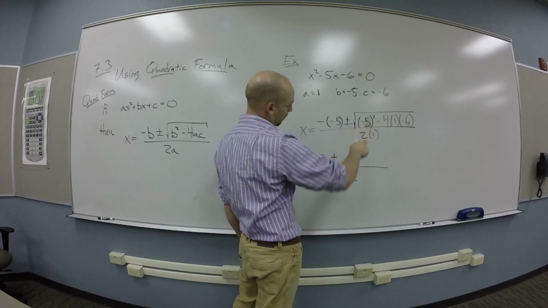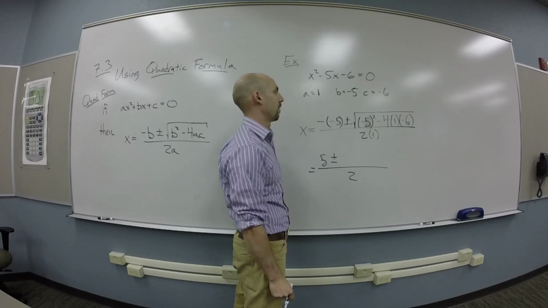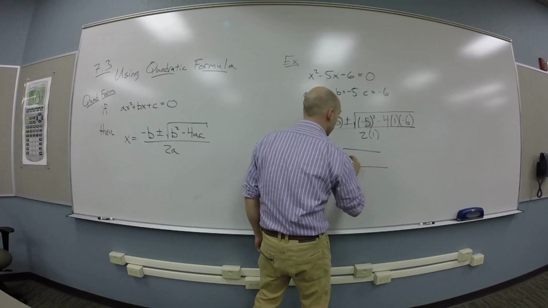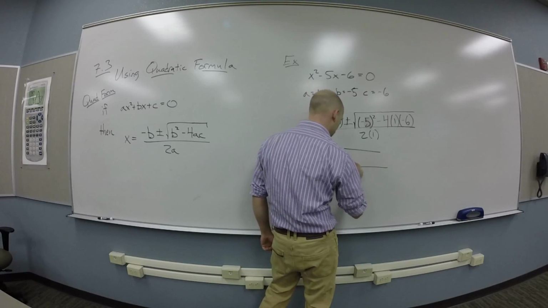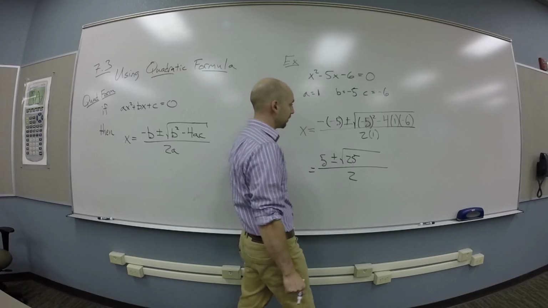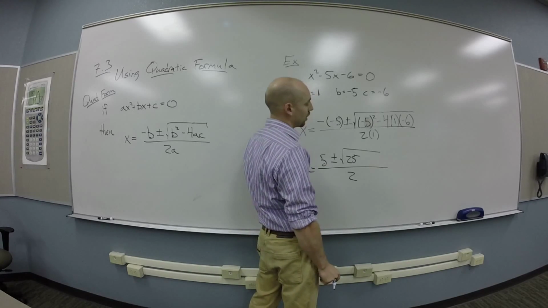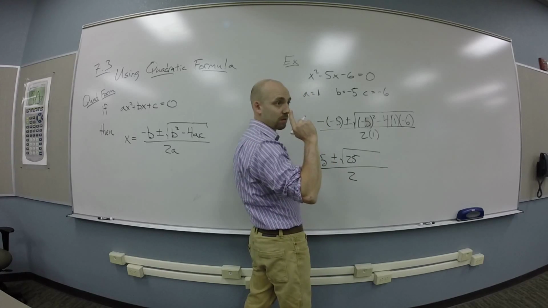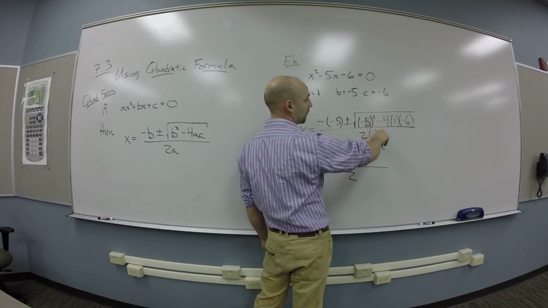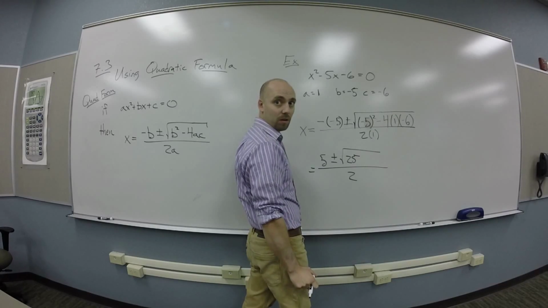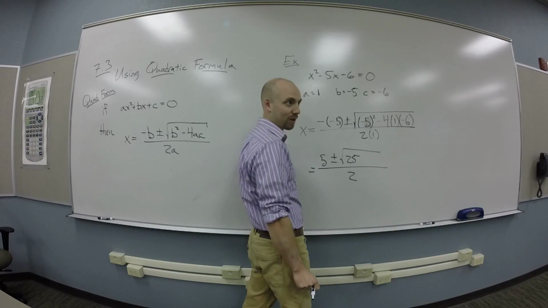Now, do I know any of the bits in there? This is all under the square root. -5 squared is 25. Is it positive or negative? Positive. -4, well, when you multiply it, it has to be positive. I have to multiply these things together. So what's -4 times 1 times -6? Positive 24.